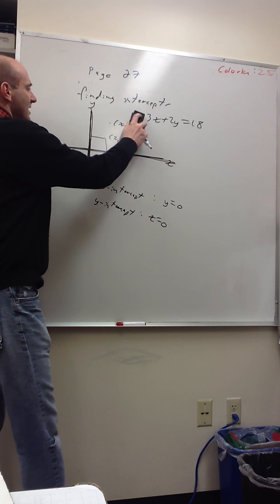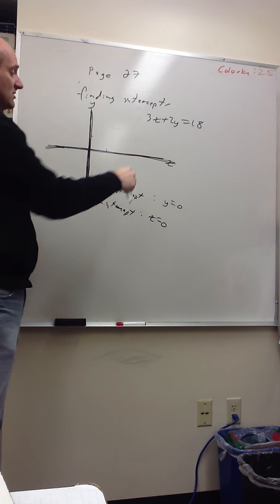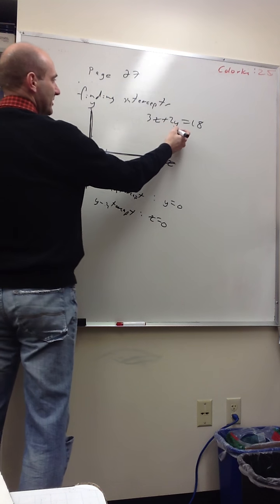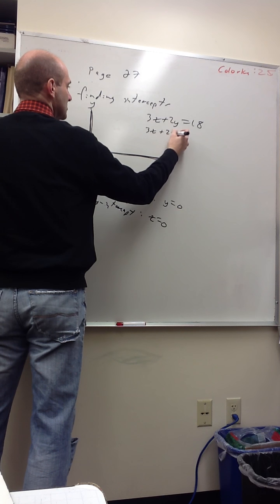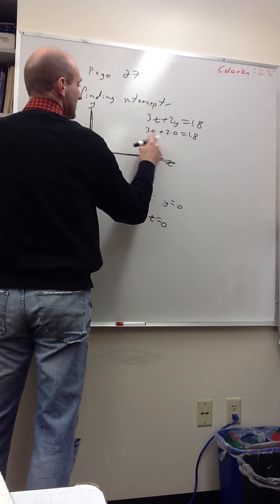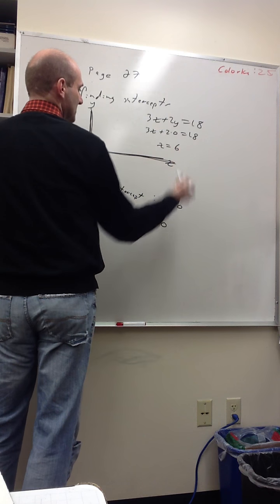So if you keep that in mind, it's pretty easy to find the x-intercept of any equation, because to find the x-intercept, we just plug in 0 for y. So at 3x plus 2 times 0, obviously I can divide both sides by 3, and quickly see that the x-intercept here is going to be 6.